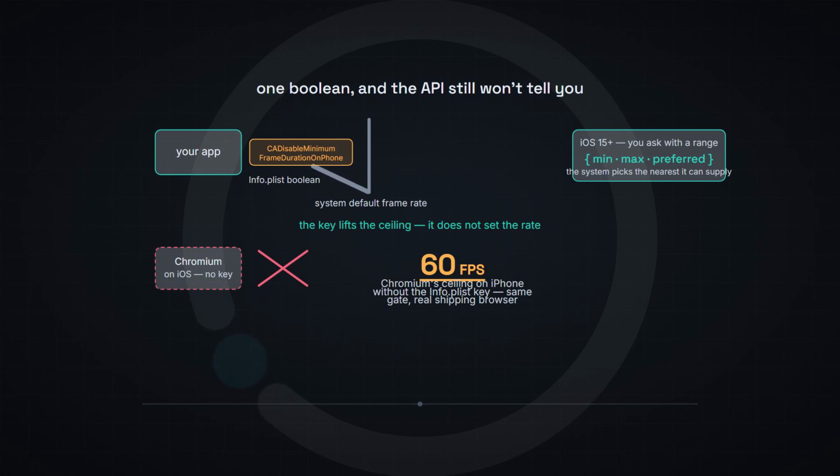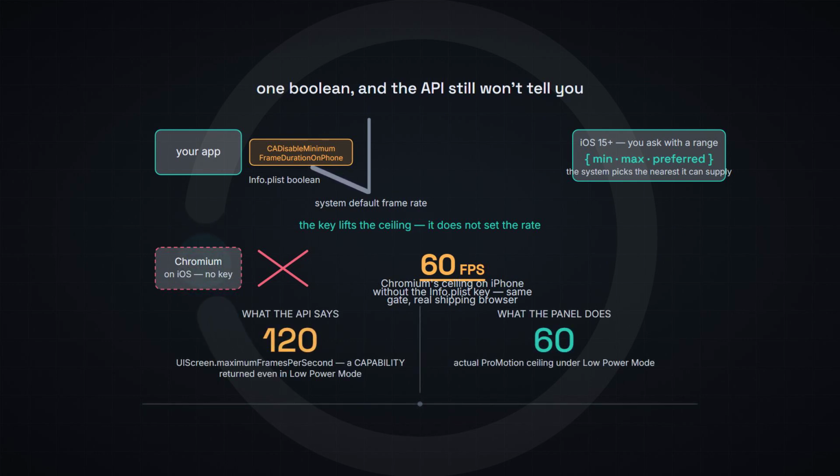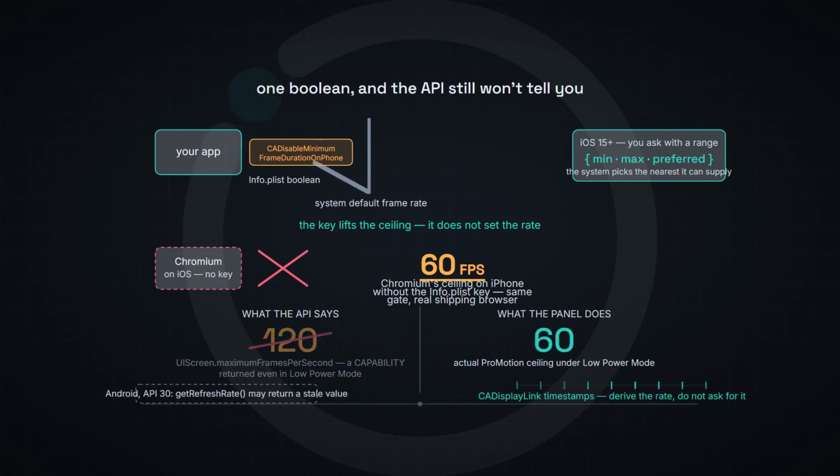Then the part that breaks debugging. UIScreen's maximumFramesPerSecond always returns 120 on a ProMotion display. It returns 120 in low power mode too, where the panel is capped at 60. It reports capability, not state. Apple's advice is to measure the rate from CADisplayLink's own timestamps. Android had a different trap with the same result at API level 30, where getRefreshRate could hand back a stale value. So when you do get 120, is it the 120 you were sold?